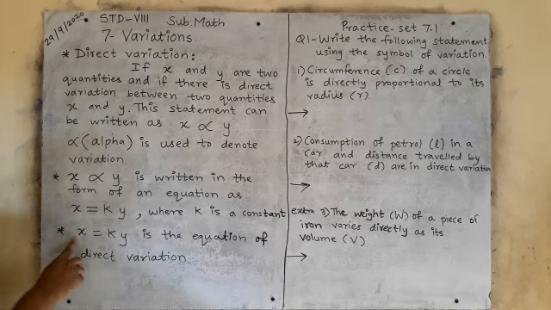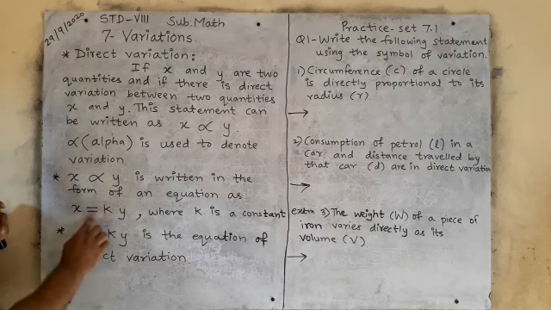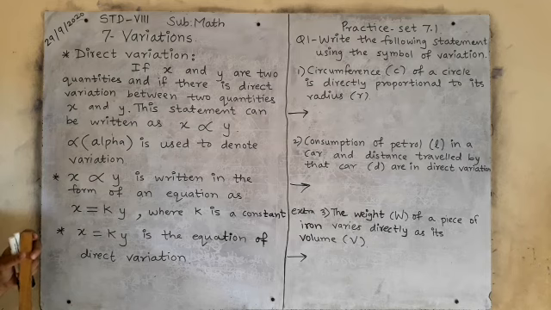So I hope you understood. Direct variation of x and y can be represented like this. X is directly proportional to y, and this is also known as alpha. This x directly proportional to y can be written in equation form like this: x equals k, y as it is. This is an equation form of x is directly proportional to y.